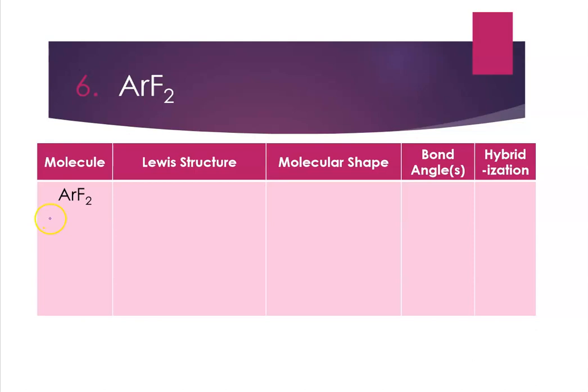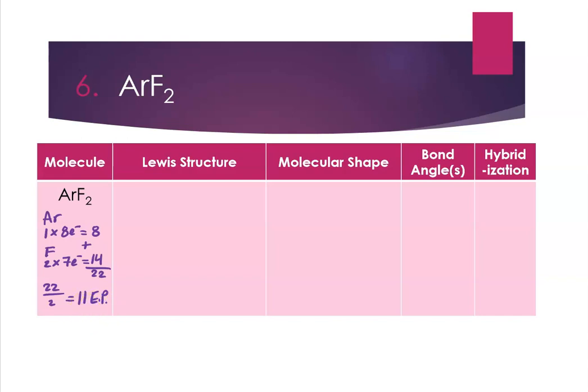Here we have ArF2. Ar is argon. It is in group 18, so I have 8. Fluorine, I have 2 in group 17, so I have 7, it's 14. 8 plus 14 is 22. 22 divided by 2 is 11 electron pairs. All right, so I have 11 electron pairs.